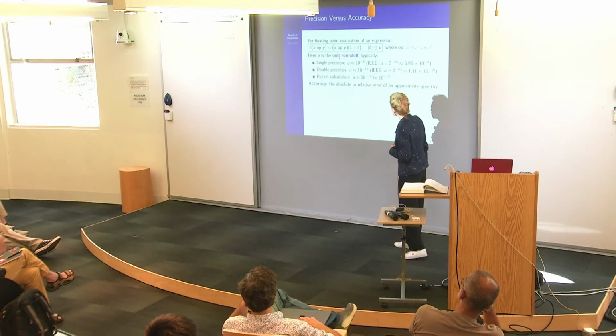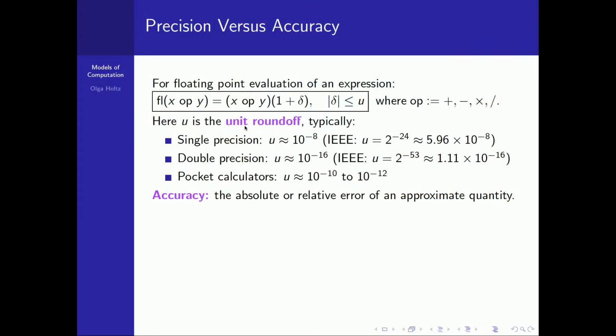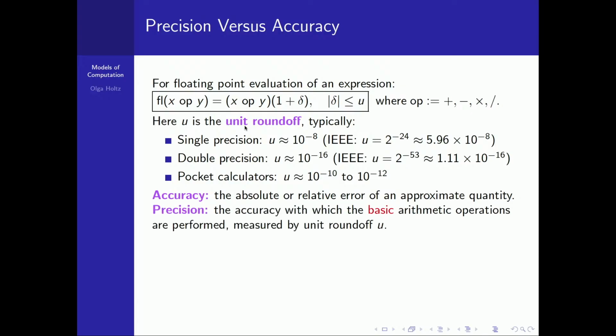Okay, so again, accuracy is the absolute or relative error of an approximate quantity, most likely the quantity you want to compute or you have computed. And precision refers more narrowly only to what happens in these basic operations. So precision is going to be the accuracy with which the basic arithmetic operations are performed. So that's this difference.